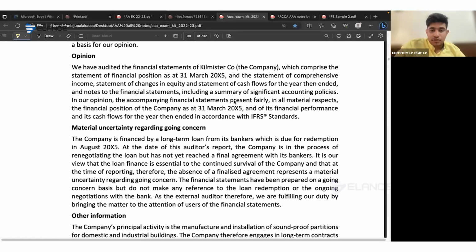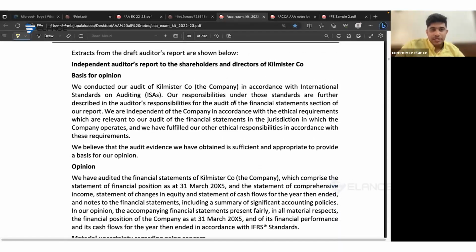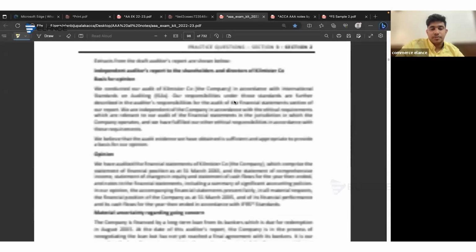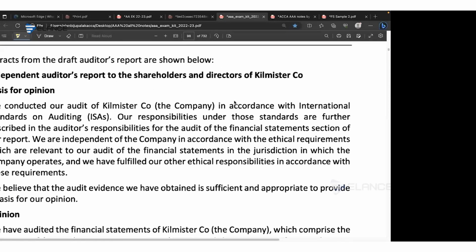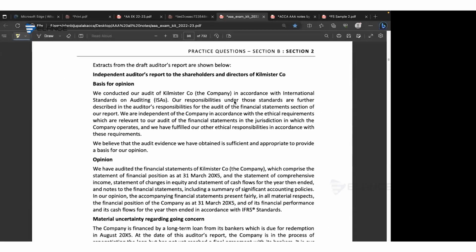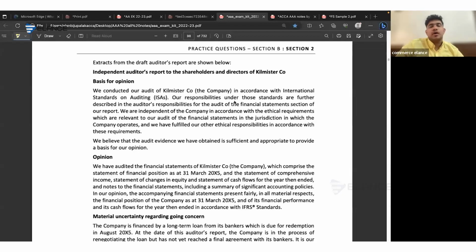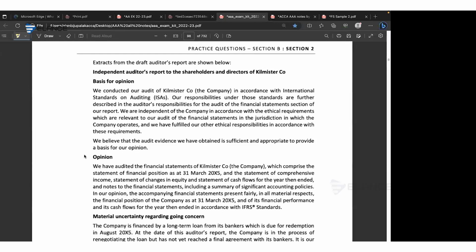So this is what they have given us initially with regard to the auditor's report. So let me know what all are the issues here, guys. Incorrect order of opinion and basis for opinion. So what should be the actual order? Opinion, then basis for opinion.